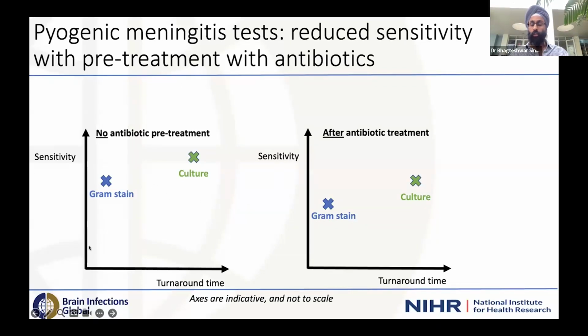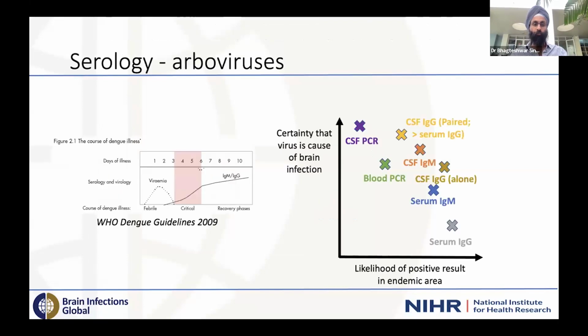This is just a conceptual diagram, I guess, of sort of saying, look, you've got this sensitivity, or maybe we could just simplify that to ability, maybe to make a diagnosis here, or for this to be positive. And both gram stain and culture have a reduction, maybe more so culture than gram stain, in that sensitivity after antibiotic therapy. And there are some studies that show the effect of that over time.